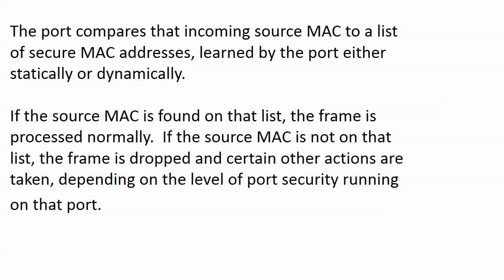Well, the port that's receiving that frame is going to look at the incoming source MAC address and compare it to a list of secure MAC addresses that's kept there on the switch. And those secure MAC addresses can be learned by the port either statically, as you and I configuring them in, or dynamically. And we're going to see both in action. Now, if the source MAC address is found on that list, then the frame is processed normally because the address is considered secure. But if it's not on that list, the frame is dropped and certain other actions are taken depending on the level of port security that's running on that port.